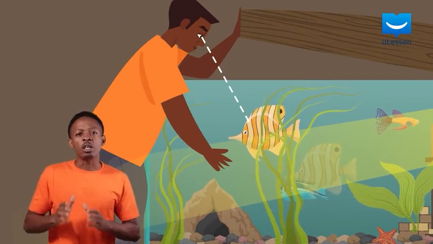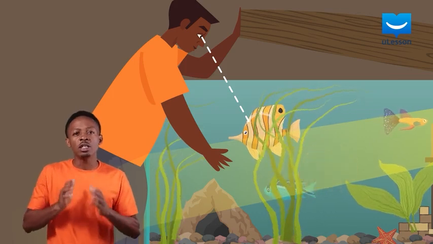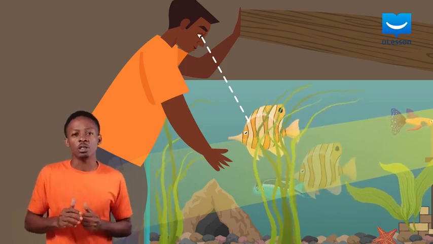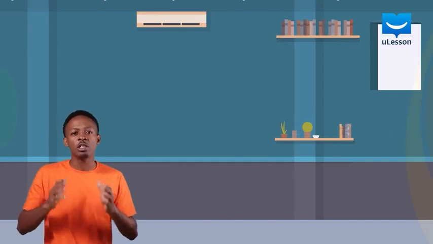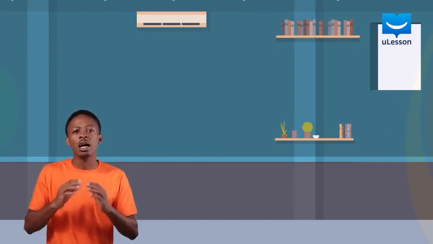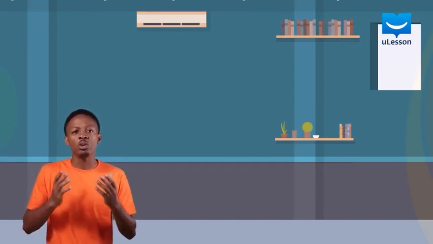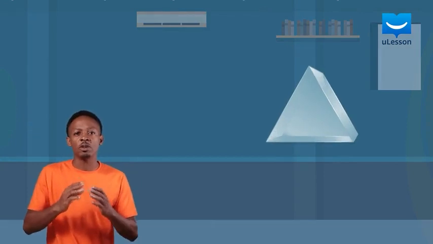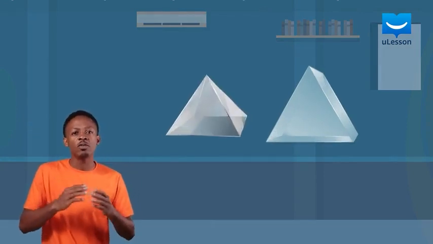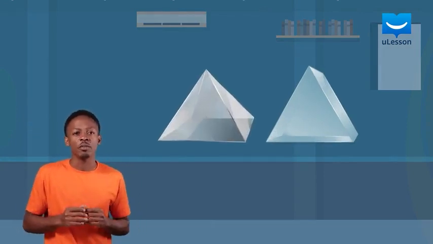But what will happen if that ray of light passes through a triangular glass prism? A triangular glass prism is a transparent block of glass that has 5 sides or faces, with either 2 sides or faces in the shape of a triangle, or has 4 of the sides in the shape of a pyramid.